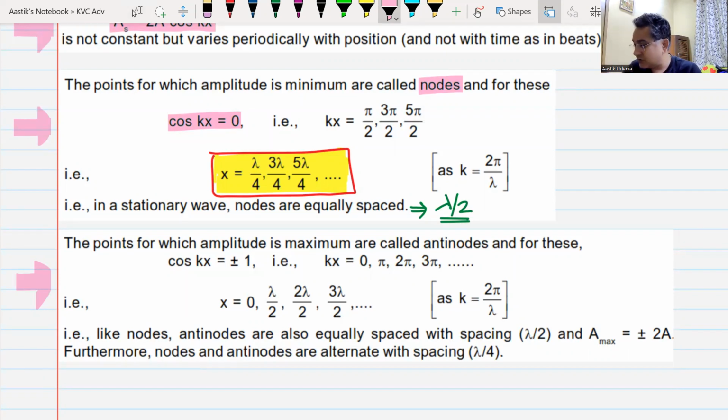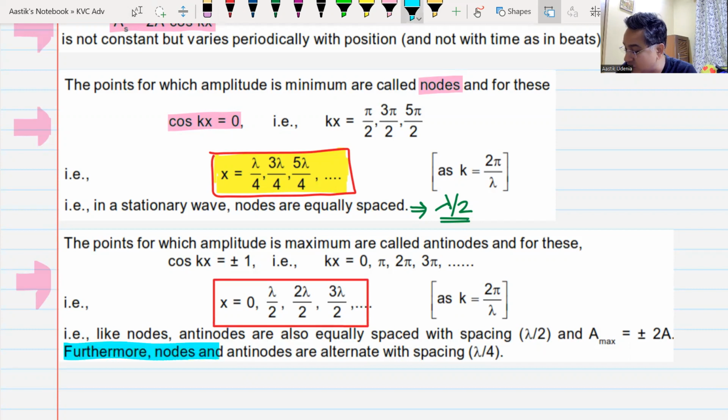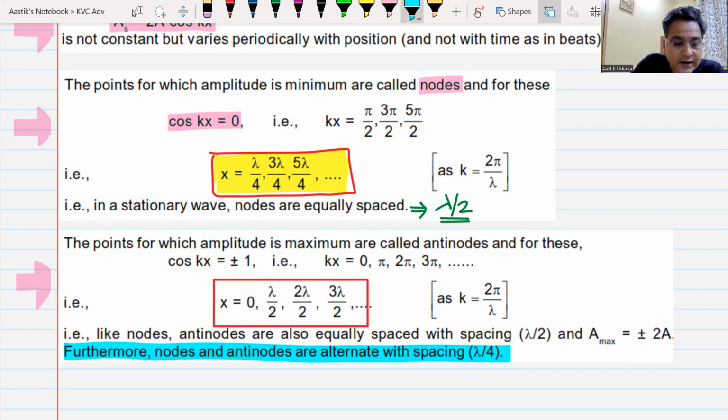And therefore your distance between the antinodes also becomes how much? Pi by 2. And therefore your distance between nodes and antinodes becomes pi by 4. Do we understand this, or has this gone above our head saying bye bye? Nodes and antinodes, our new.